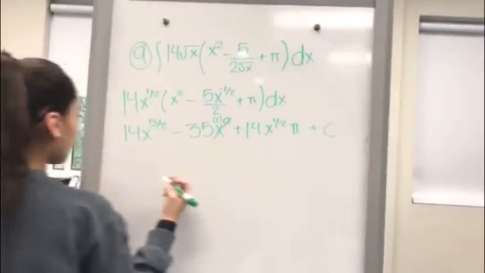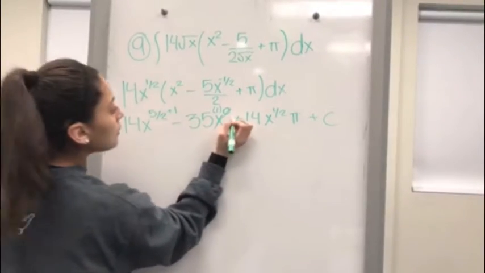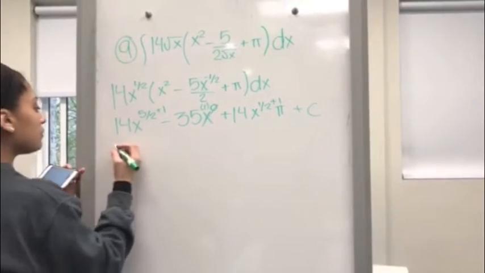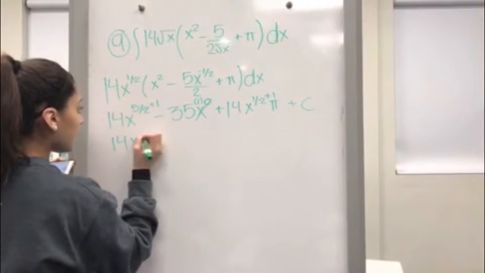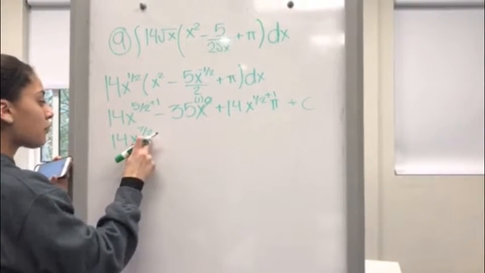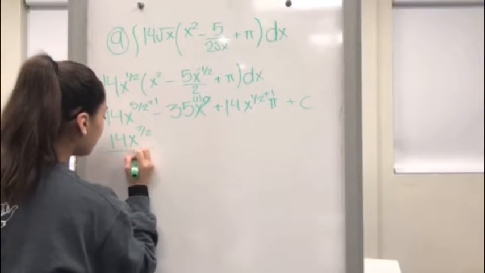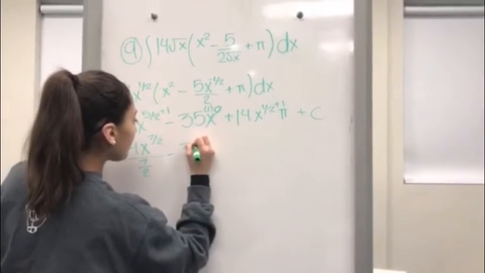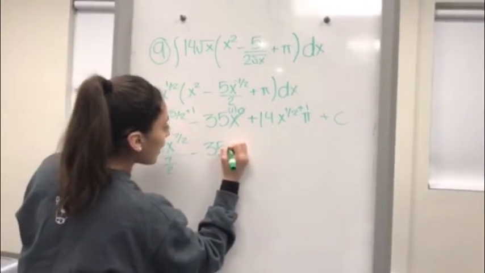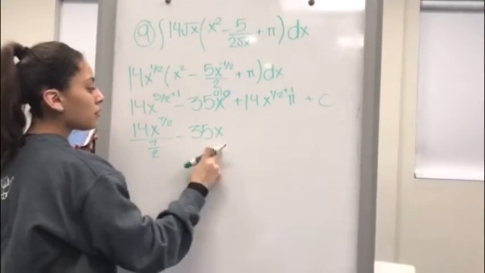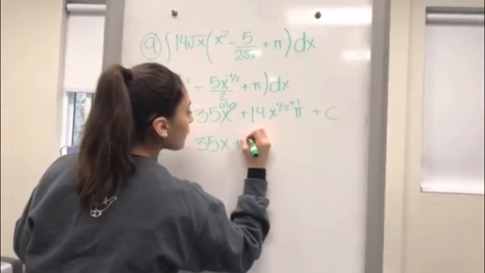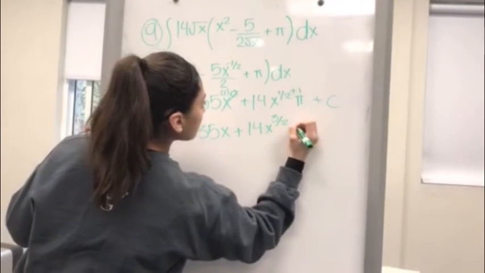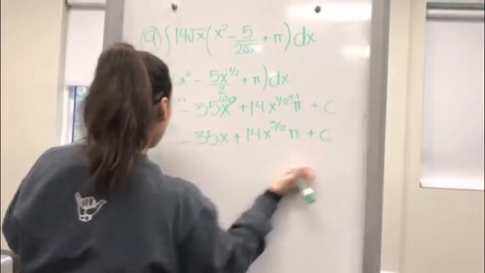plus c. Everything is going to be plus 1 on top, 1/2 plus 1 also, so it's going to be 14x to the 7 over 2, and your exponent is going to become the denominator. And then we're going to simplify it. Negative 35, and you don't have an x, so you add an x, and here the exponent is 1, so it's over 1, it doesn't change, plus 14x to the 3/2 times pi plus c.